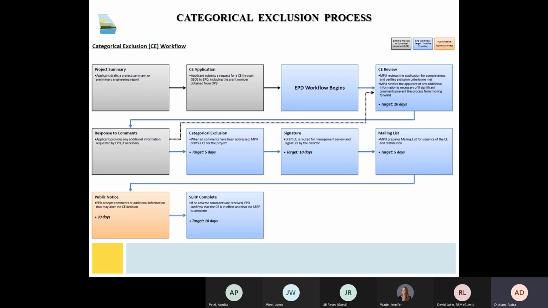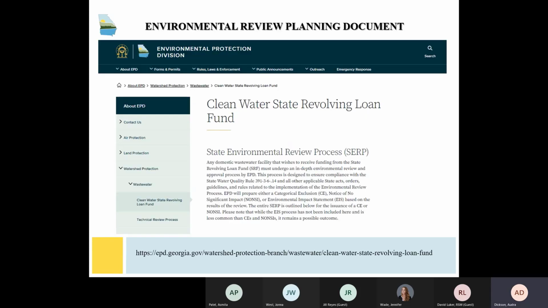So that concludes the categorical exclusion, and we'll move on to the non-Z. An applicant preparing a non-Z's environmental review planning document can go to EPD's website and download a copy of EPD's planning document guidance. In the next few slides, we'll go over that information.